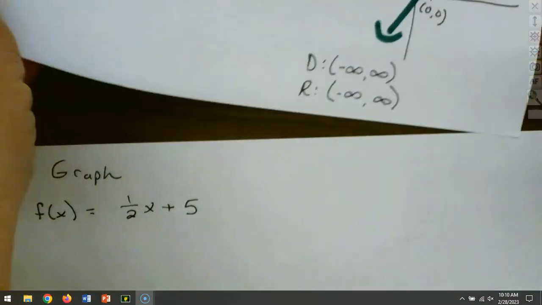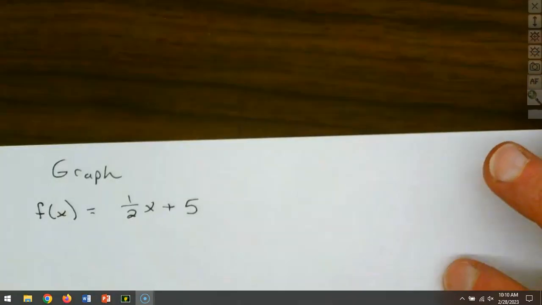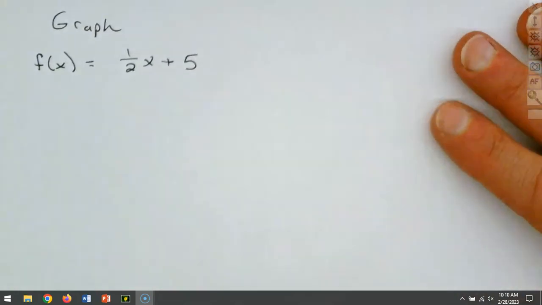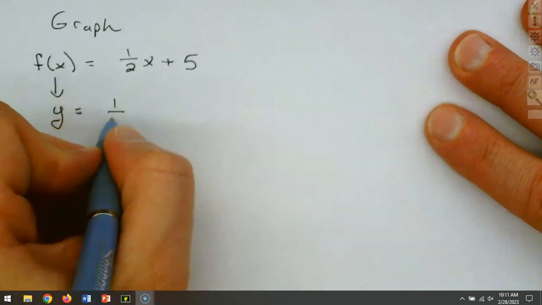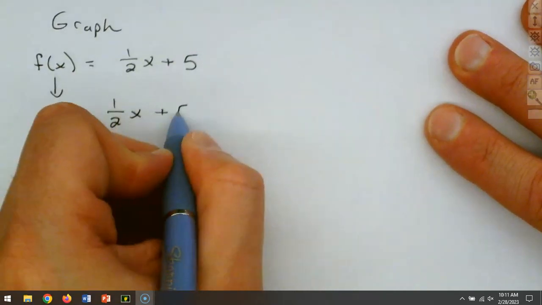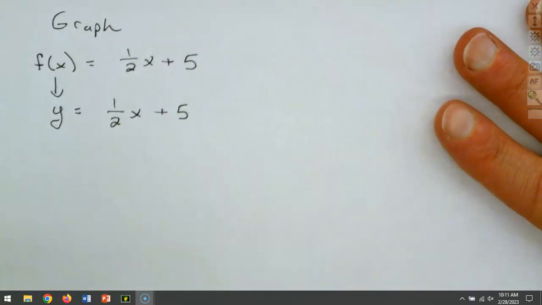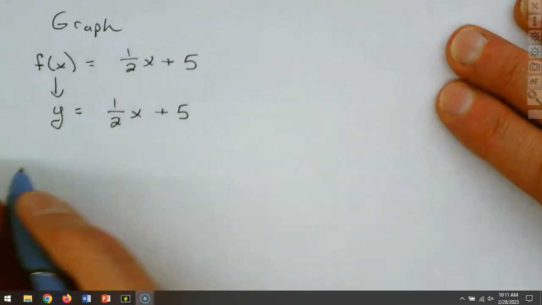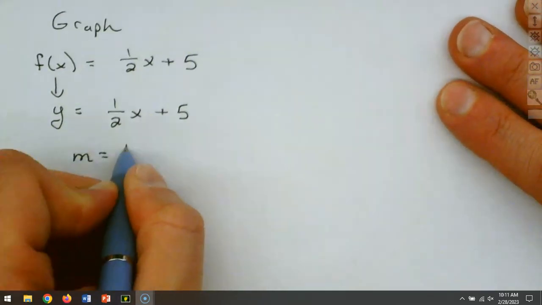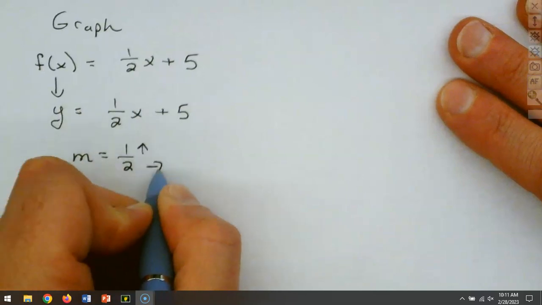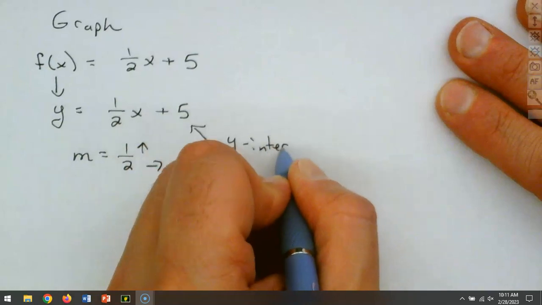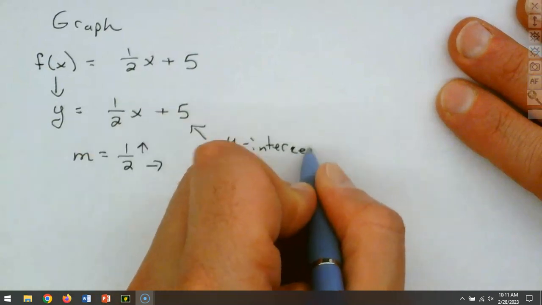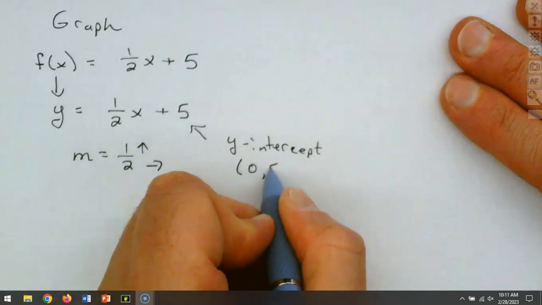So again, we're going to graph this one. And we're also going to find our domain and our range. Well, what do we know about f of x? F of x is treated the same as y. We use f of x because sometimes it's easier. So we'll replace that f of x with the y, which is what it is. So my slope is a half. So that's up 1 over 2. And this is your y-intercept. And that's 0, 5.